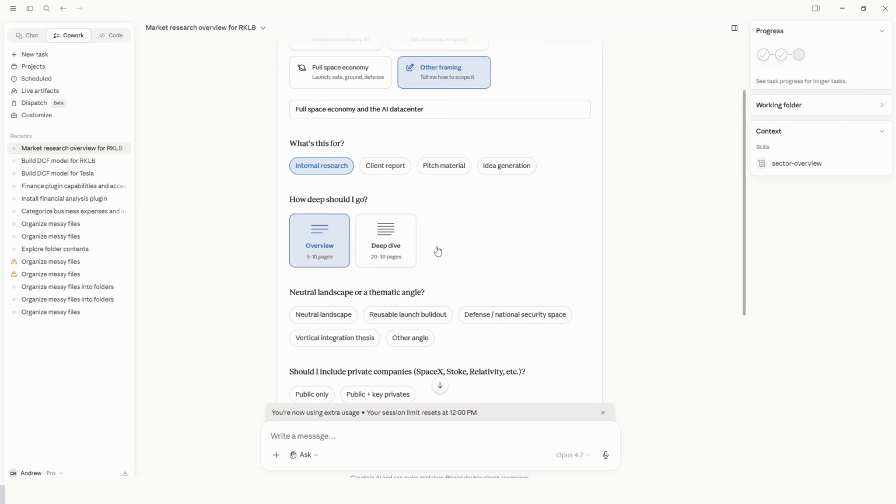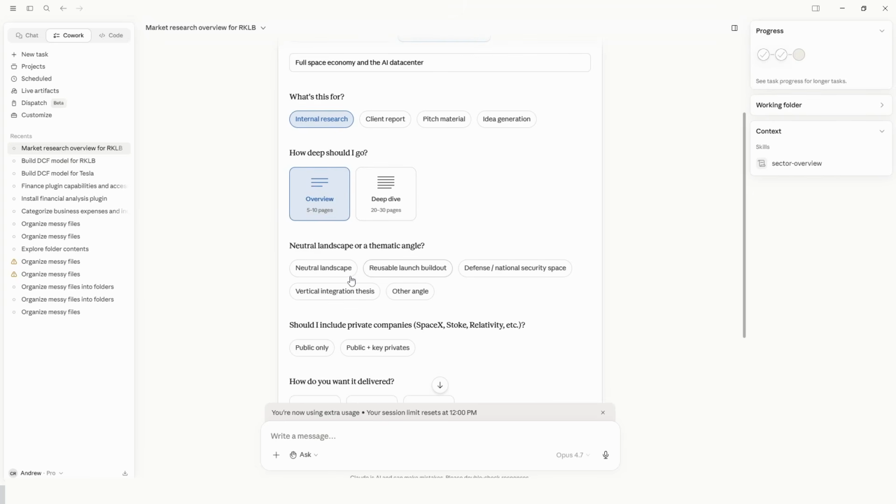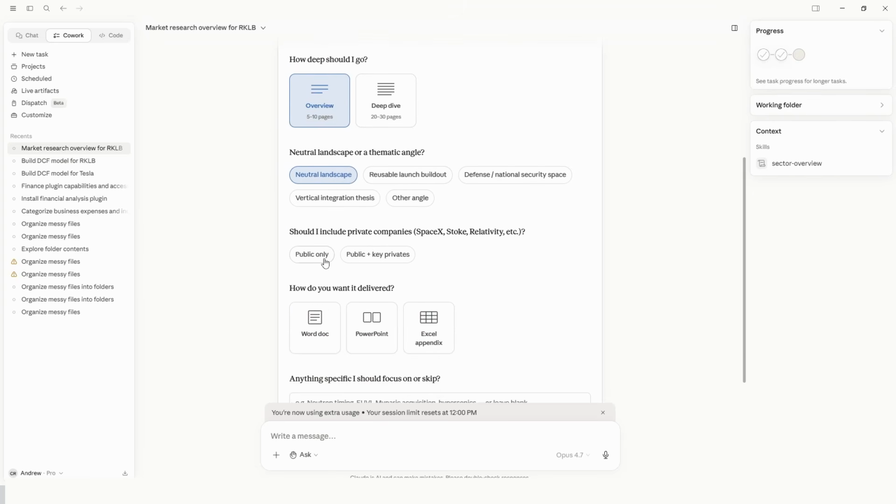How deep should I go? I'm just going to do an overview of 5 to 10 pages. Then let's do a neutral landscape. And then, should I include private companies? Let's do public only companies.